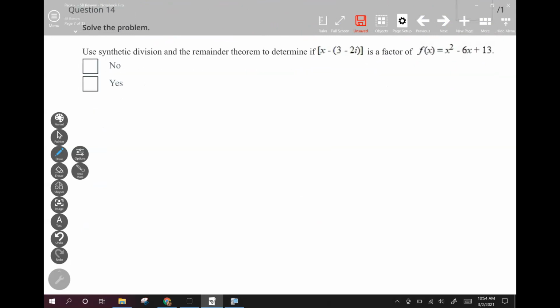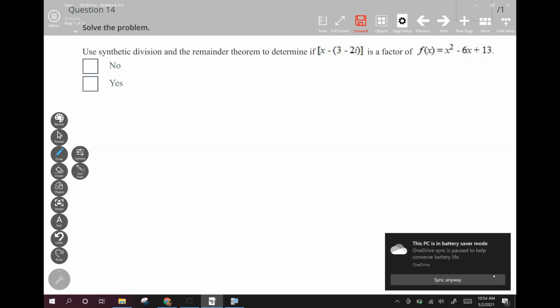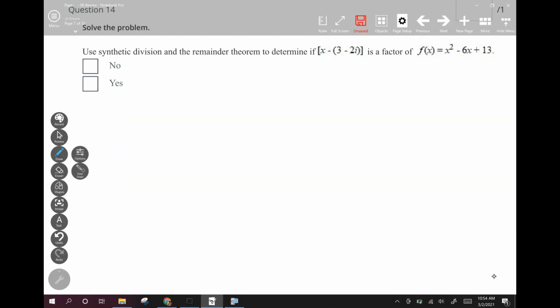Okay, use synthetic division and the remainder theorem to determine if this is a factor of f of x. Okay, so if we're using synthetic division, this is our divisor, and we are going to divide that into our function f of x. So we'll use our coefficients, 1, -6, and 13. Drop the 1. Now multiply 3 minus 2i times 1. Anything times 1 is itself, so 3 minus 2i.